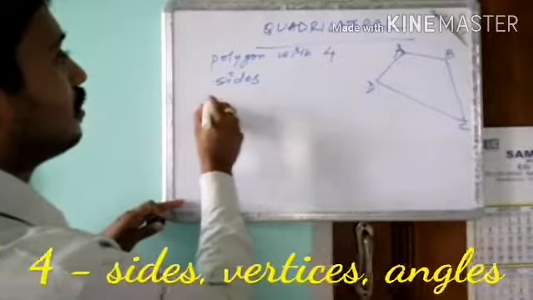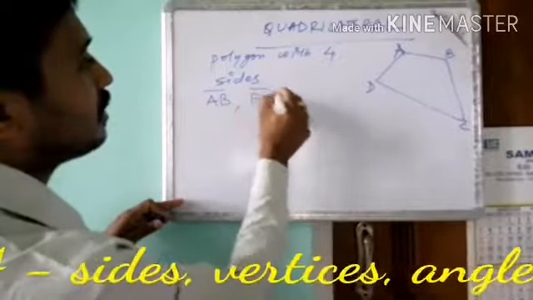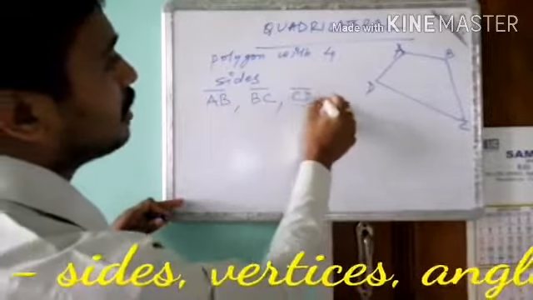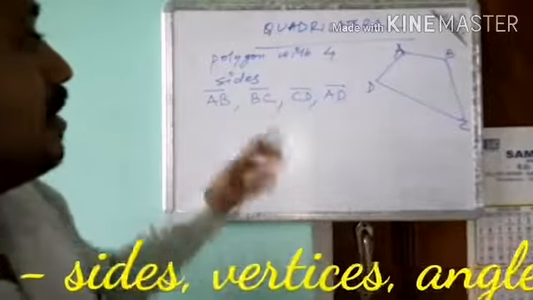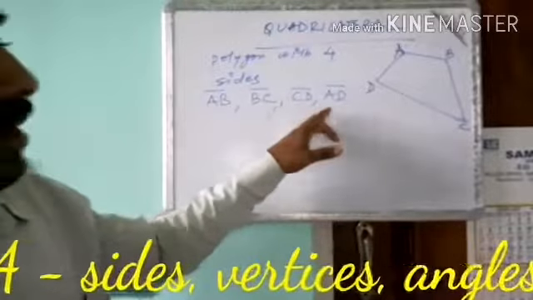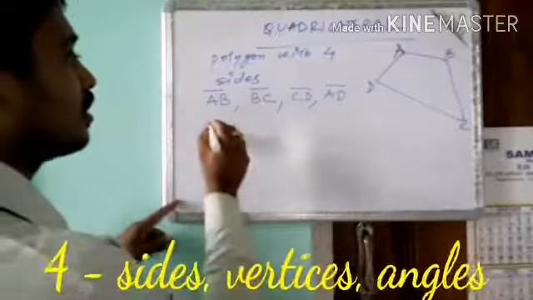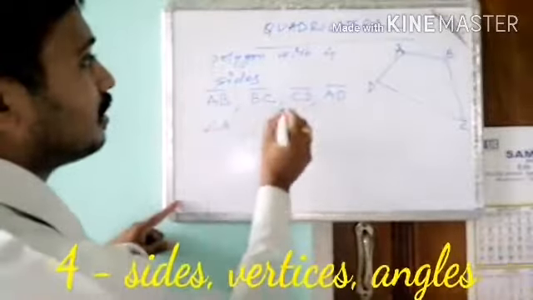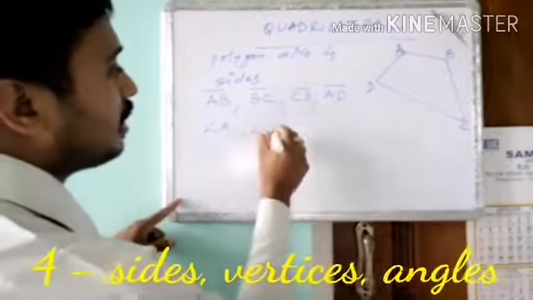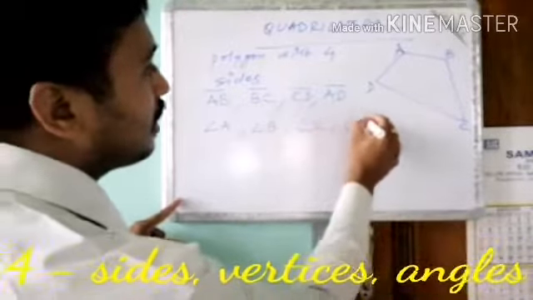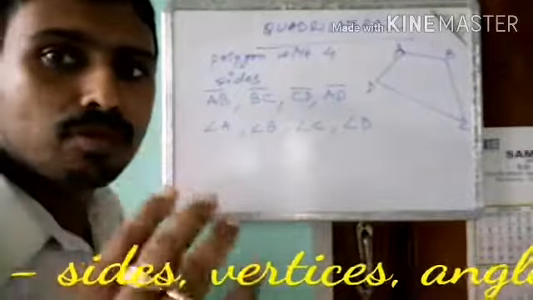That is AB, BC, CD, AD. These are the 4 sides. AB, BC, CD and AD. They are the 4 sides of a quadrilateral. What are the 4 angles? Angle A. If I write A, it should be BAD. Angle B, angle C, angle D. These are the 4 angles of a quadrilateral. A quadrilateral has 4 sides and 4 angles also.